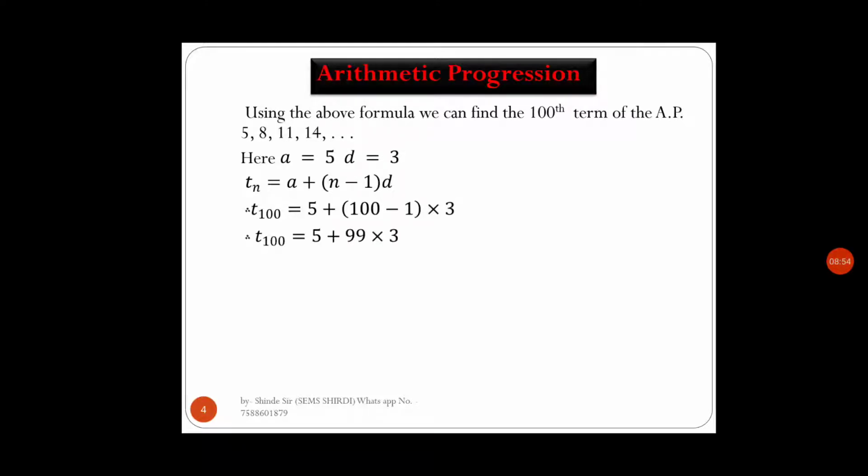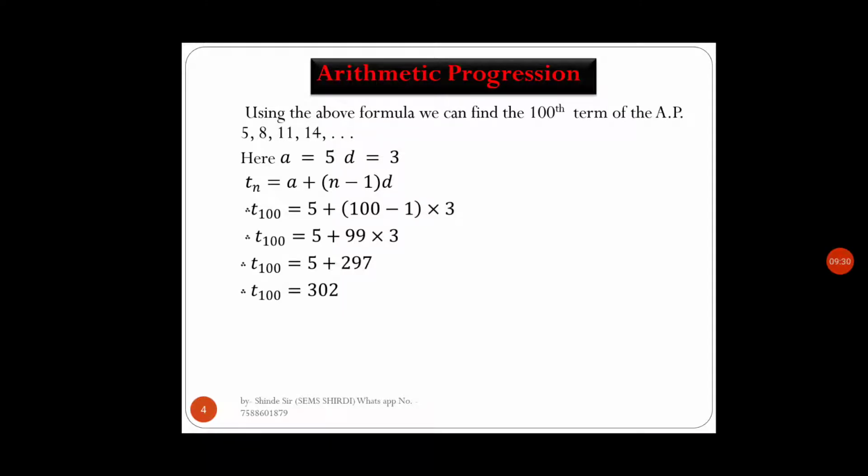Okay, now we get T100 is equal to 5 plus 99 into 3. Therefore T100 is equal to 5 plus 297. Therefore T100 is equal to 302. This is the 100th term of the AP 5, 8, 11, 14.